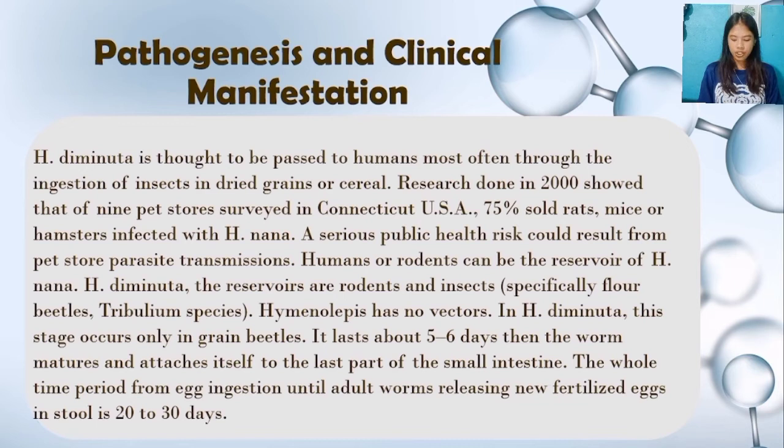Pathogenesis and clinical manifestation. H. diminuta is thought to be passed to humans most often through the ingestion of insects in dried grains or cereal.